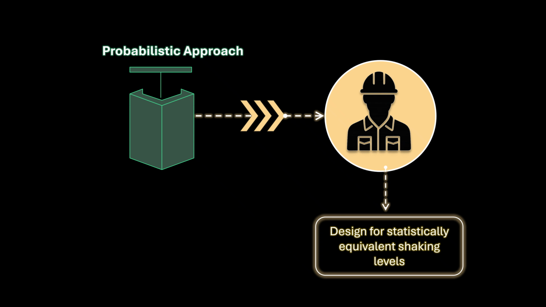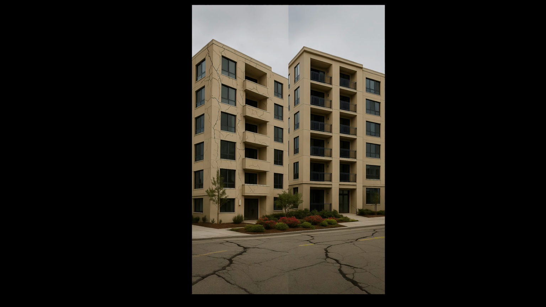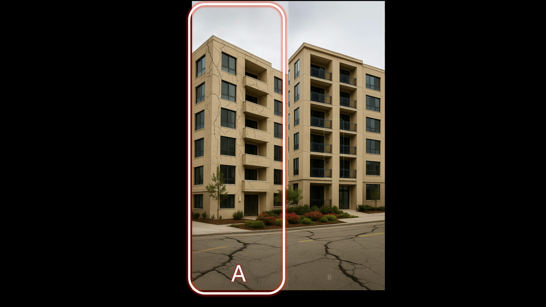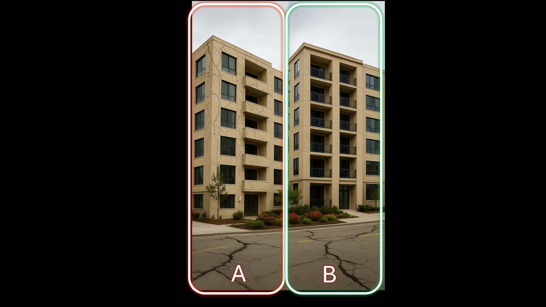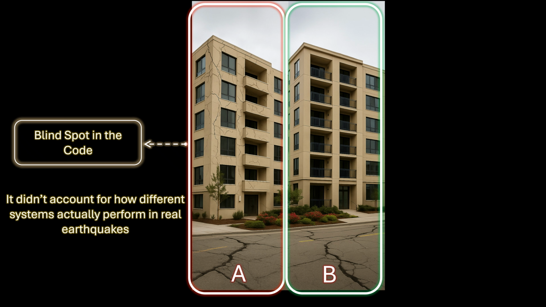While this approach standardized the ground motion, the building's response was largely not addressed. Two structures with different seismic force-resisting systems may be designed to resist the same design acceleration, but Building A would perform poorly and Building B perform well in the same earthquake. The problem with Building A is not the engineer's judgment or design methods, it was a blind spot in the code. It didn't account for how different systems actually perform in real earthquakes.